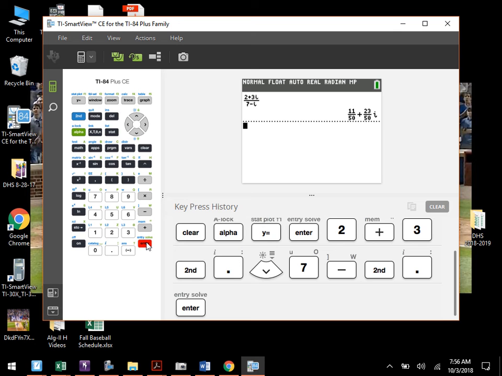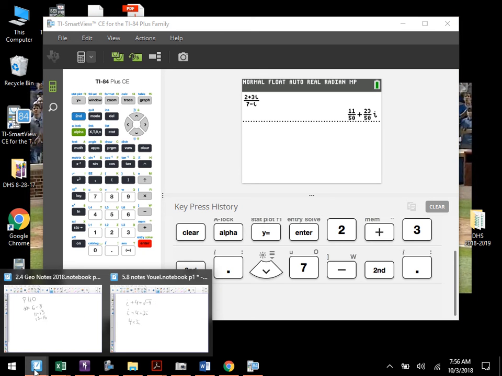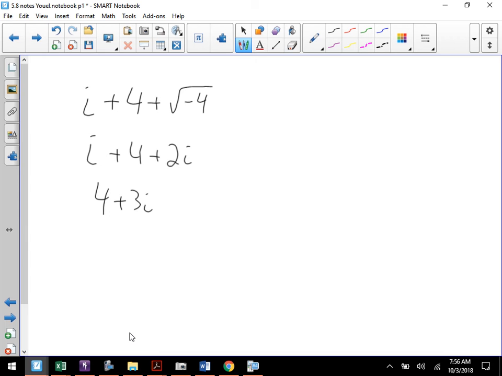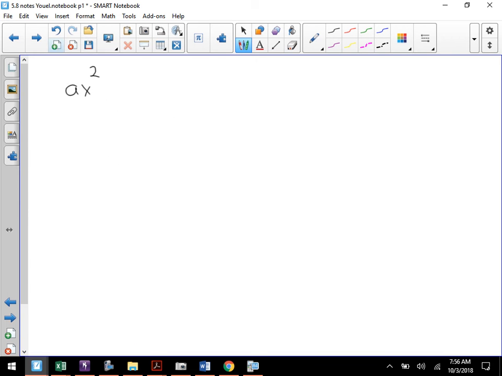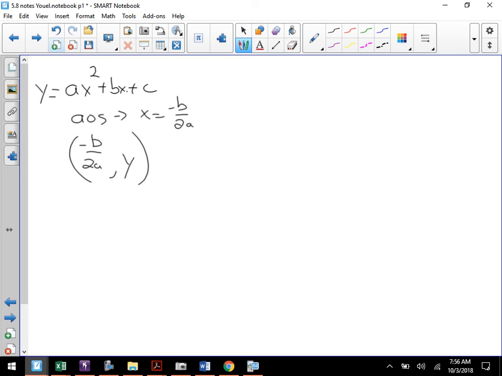All in all, that's kind of what we're looking at. The other stuff that we've been working through is, remember when we were talking about graphing, you had your ax squared plus bx plus c. Your axis of symmetry, I know we went over this before, was x equals the opposite of b over 2a. Your vertex then was at that value, comma y, whatever you substitute in for.